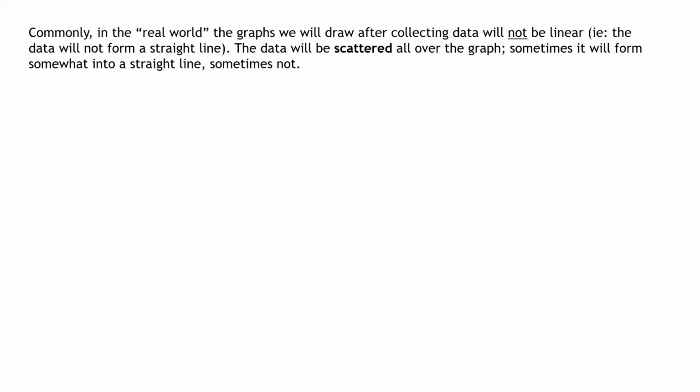Commonly in the real world, graphs we draw after collecting data won't be linear. What we've been doing so far, everything's fallen in a nice, beautiful, perfect line. And that doesn't usually happen. The data is usually scattered all over the place. Sometimes it's a straight line, sometimes not.